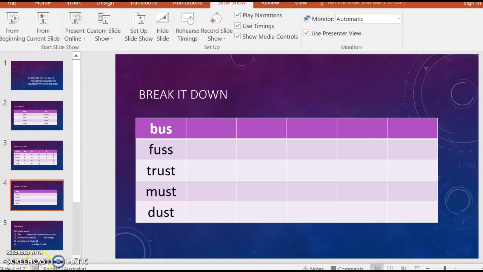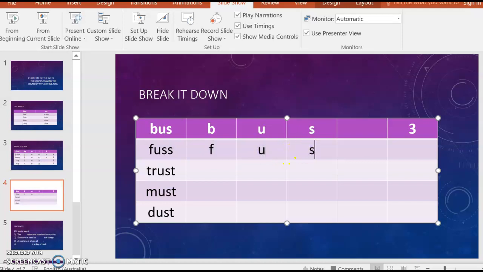Here are some more words. Bus. Break it down. B, u, s. Bus. 3 phonemes. Next word, fuss. Don't make a fuss, I'm all right. Fuss. Break it down. F, u, ss. So we have a digraph here at the end of the word fuss. Both the S's together make one sound. So we've still got only 3 phonemes in that word. Okay, fuss.